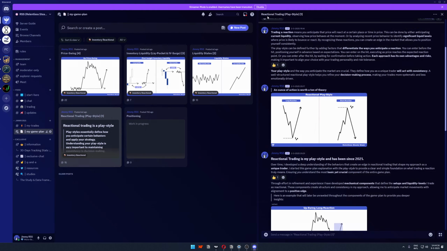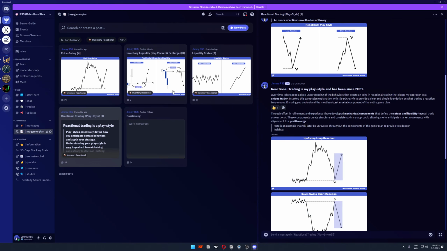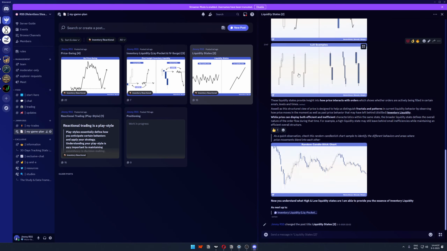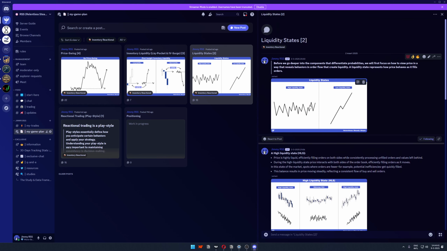So that's essentially reactional playing, but in this example I only trade these price behaviors and fractals, which I will be explaining a bit more in depth, but essentially I always take a reaction of a liquidity level that is formed under some circumstances. So if we go to the next one in this Discord, you'll see a bit explained about high and low liquidity states.